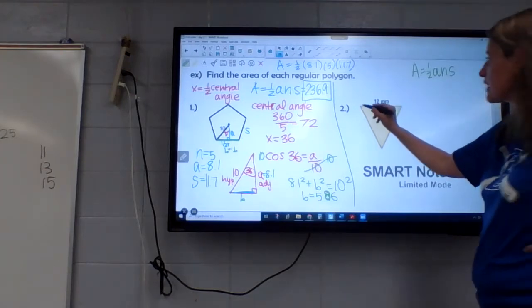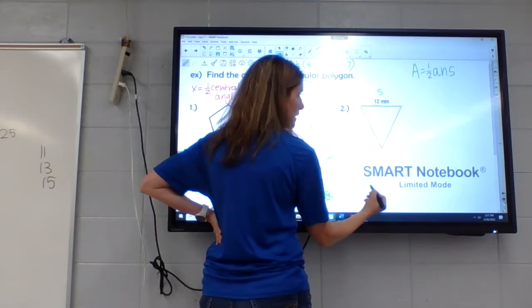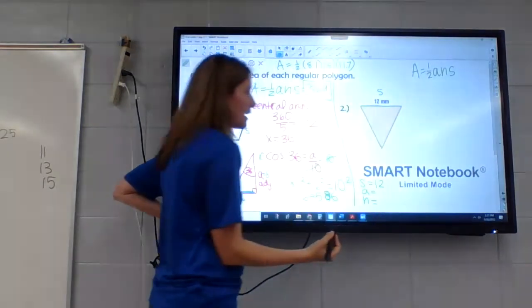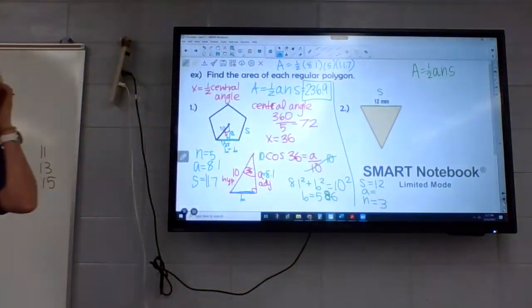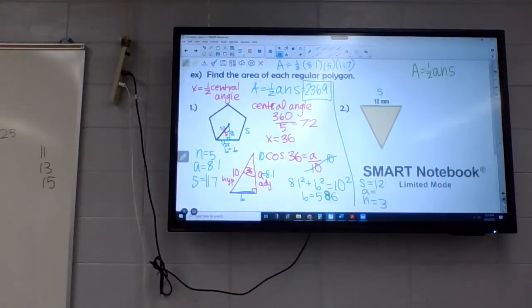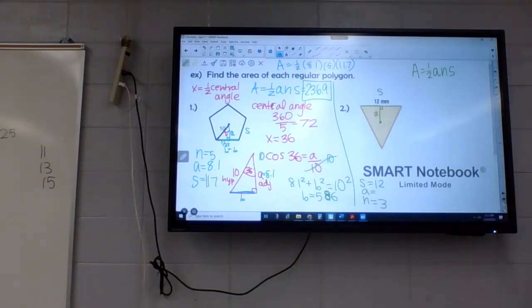Now in this case, they give us 12, which is a side length. So they told me S is 12. I need to find A, but I also know the number of sides is 3. Now again, it might be driving you crazy. Why can't we just do this as a normal triangle? You could, but again, just to practice, if you guys could just hang with me and do it this way.